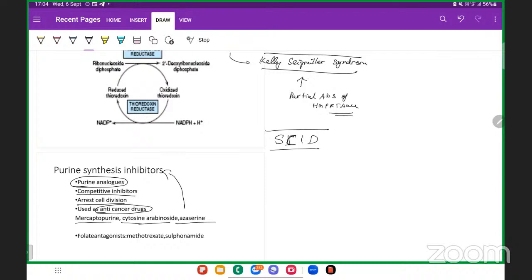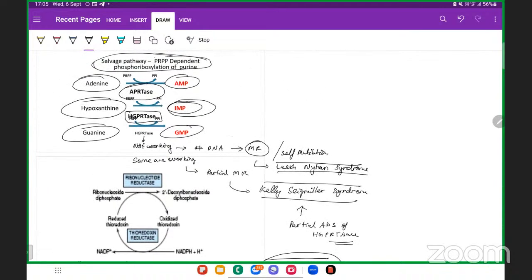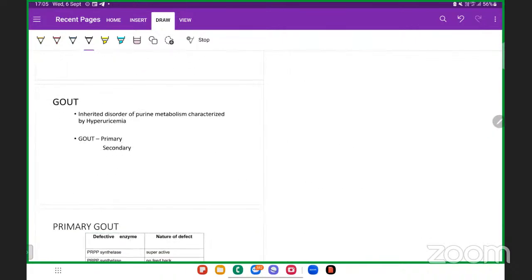Now what I am telling is, when adenine cannot get converted into adenosine monophosphate in your brain, that leads to SCID, that is severe combined immunodeficiency. It can lead to tuberculosis. Okay, it leads to tuberculosis, TB lymphadenitis. So these two important diseases come because of the deficiency of your adenosine phosphoribosyl transferase enzyme, or the enzyme not working properly. Now you understood this, right? So in my PDF I would have given you a detailed explanation.